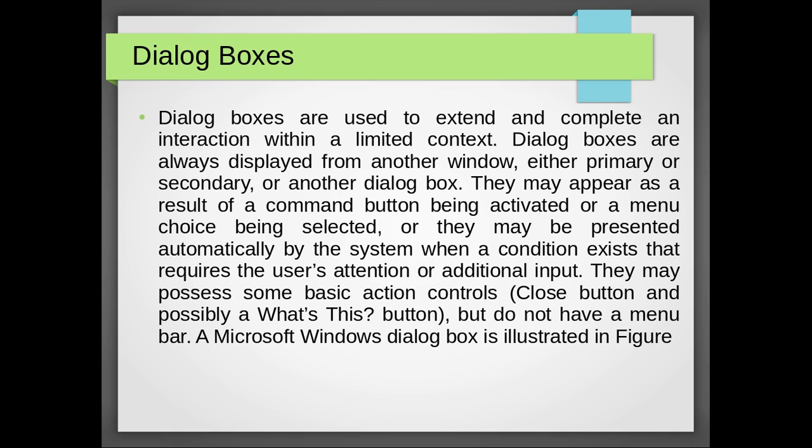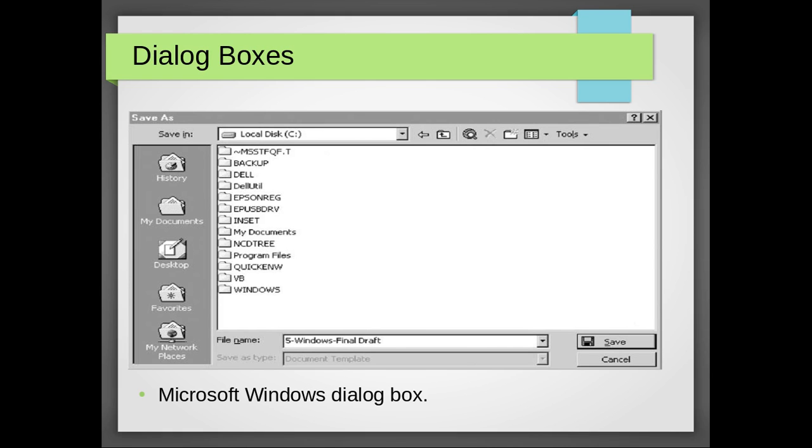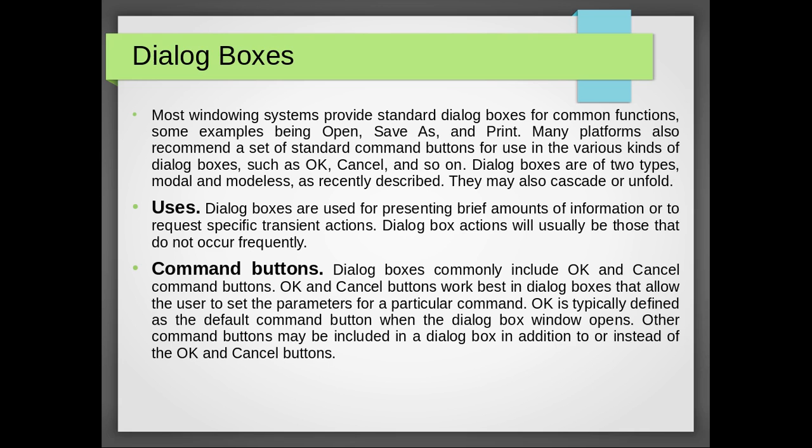They may appear as a result of a command button being activated or a menu choice being selected, or they may be presented automatically by the system when a condition exists that requires the user's attention or additional input. They may possess some basic action controls, a close button and possibly a What's This button, but do not have a menu bar. A Microsoft Windows dialog box is illustrated here. When the user clicks the Save As option in Notepad or any application, it opens up like this. The user has to provide the exact path where the file can be saved.